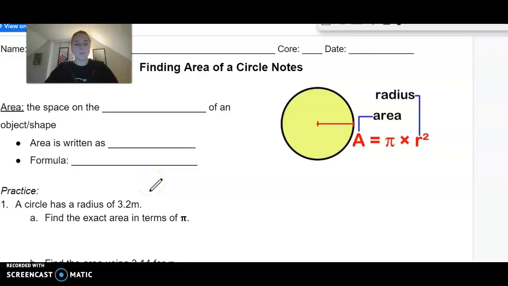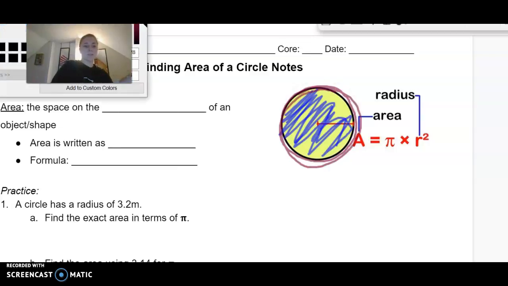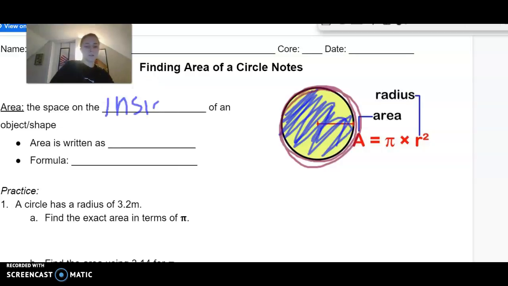Hey guys, so today we're going to talk about finding the area of a circle. When we're talking about the area, we're talking about the space inside of the circle, okay? Like when we were talking about the circumference, that was the length around the circle, the outside. The area is that space inside the circle. And when we're writing the area, we are writing it in units squared, okay?